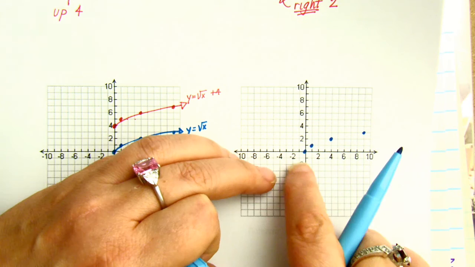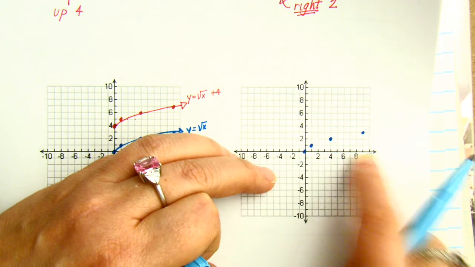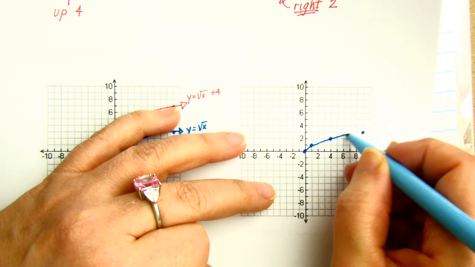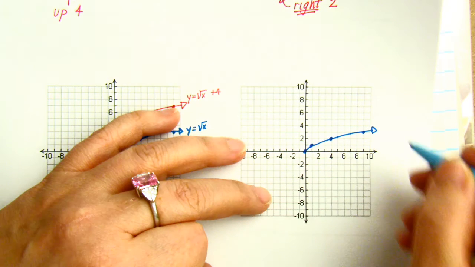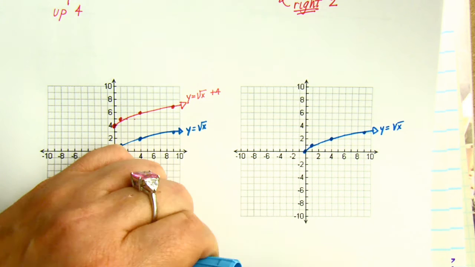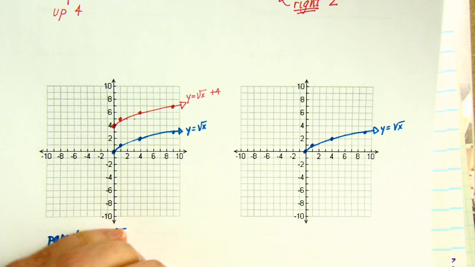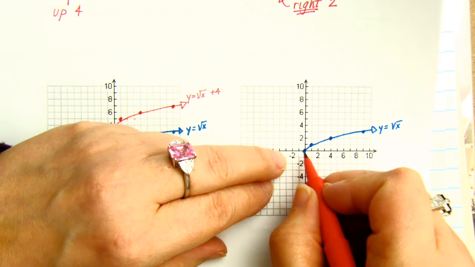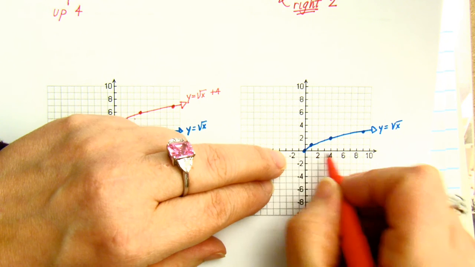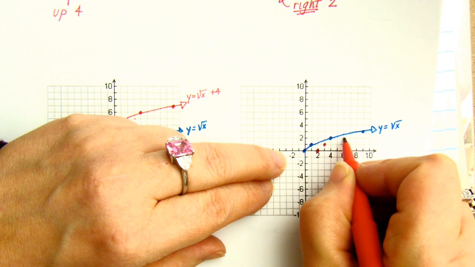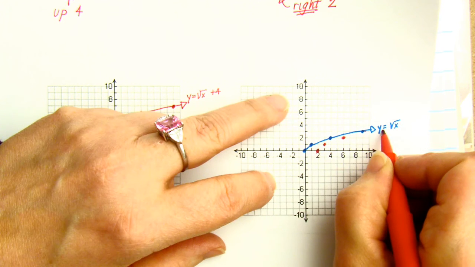Why? Because 0, 1, 4, and 9 are perfect squares, and so the square root of them become integers. This is y equals the square root of x. And we're going to take that parent function and move it to the right 2 units. So all of these points get moved over to the right 2 units. So here, this one goes here, this one goes here, this one goes here.